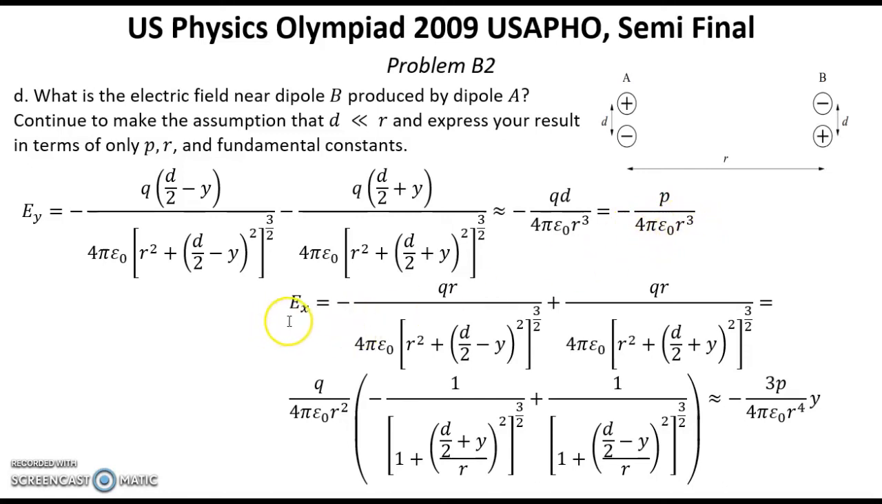For the x direction we have exactly this expression, and here we finally have that the electric field is proportional to the y displacement, which we can understand because at the midpoint it must be 0 due to symmetry, but after that it must increase linearly, and this is the coefficient. So that's it. Problem is done.